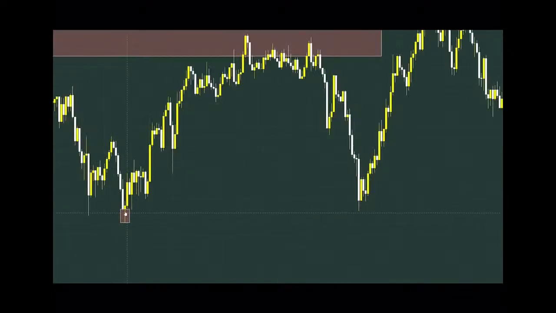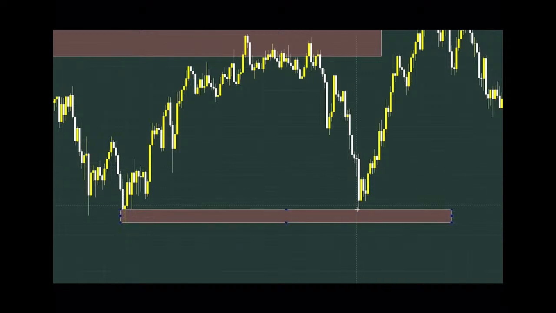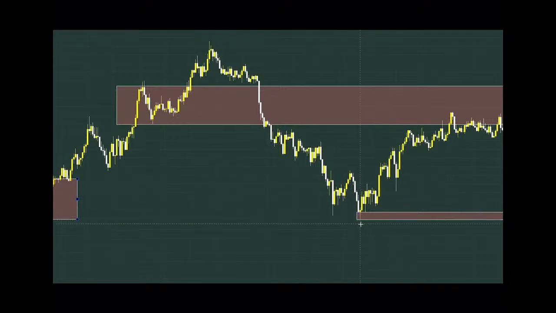bottom. And what did we learn about rejection blocks? If they test and reject, it's a great trade. What's our overall bias? Bullish. Why did price reject right here and not try to sweep the liquidity right here? Because this right here is a breaker block.